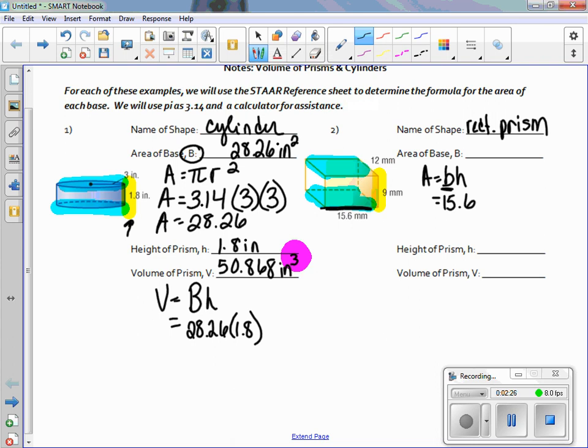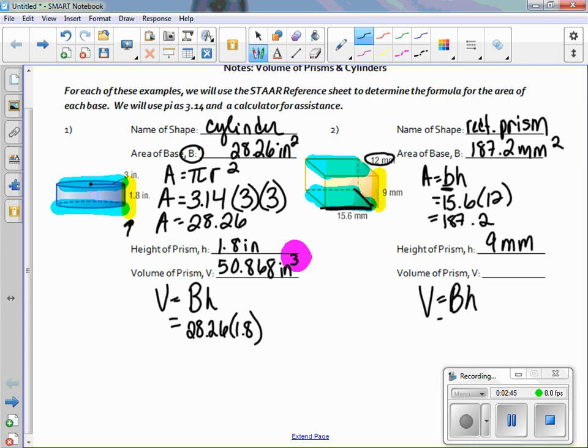So we're using 15.6, and the length of that is 12. When I multiply those two numbers, I get 187.2. So it's 187.2 millimeters squared. The height is 9 millimeters. So from there, volume equals big B times H, where big B is the area of the base. So 187.2 times my height, which is 9, and that's going to give me 1,684.8 millimeters cubed.